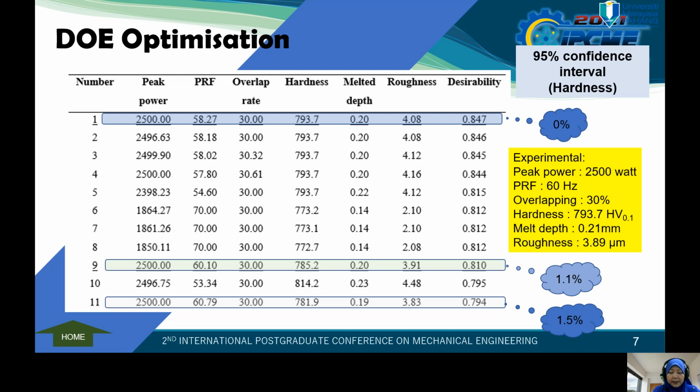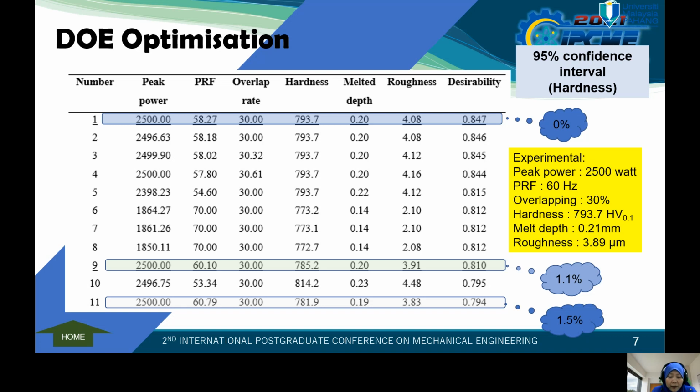This DOE suggests the best parameter was at peak power 2500 watt with PRF 58.27 Hz and overlapping rate at 30% with 0.847 desirability to get optimum hardness, melt depth, and roughness. While from experiment, the optimum result was produced at peak power 2500 watt with PRF at 60 Hz and overlapping rate at 30% with 793.7 Hardness Vickers, melt depth of 0.21 mm and roughness at 3.89 micrometer.